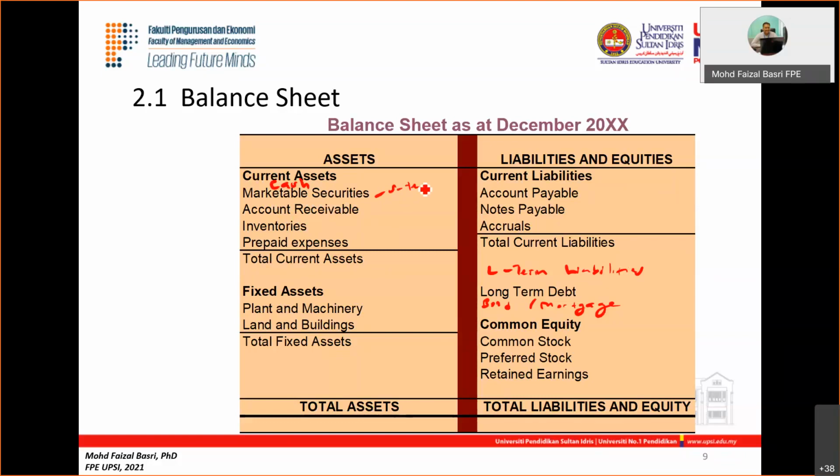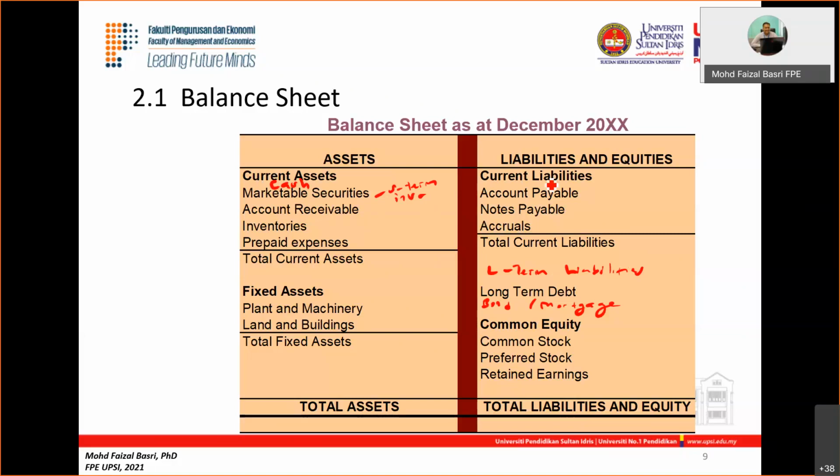Okay, short term investment. And if you recall our first meeting last week, we have financial markets. We have two: the money market and the capital market, whereby the money market involves short-term instruments, whereas the capital market involves long-term instruments.